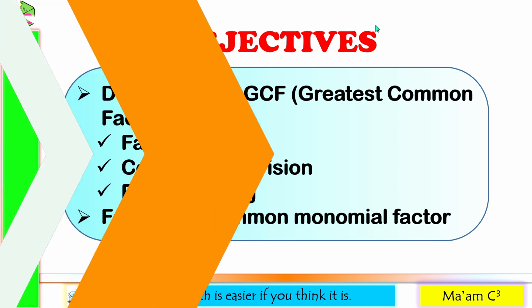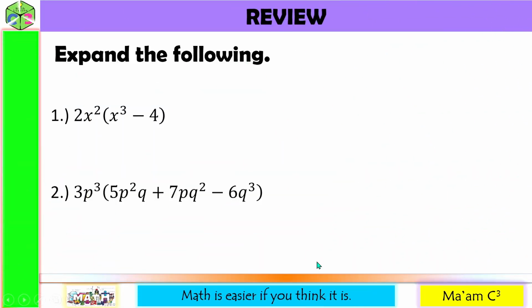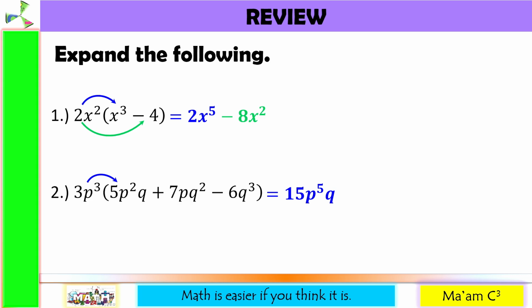Let's have a quick review first of your lesson back in grade 7. Expand the following. Number 1, 2x squared times x cubed will give us 2x to the fifth power. 2x squared times negative 4 will give us negative 8x squared. Number 2, 3p cubed times 5p squared q will give us 15p to the fifth q. 3p cubed times 7pq squared will give us 21p to the fourth q squared. And 3p cubed times negative 6q cubed will give us negative 18p cubed q cubed.